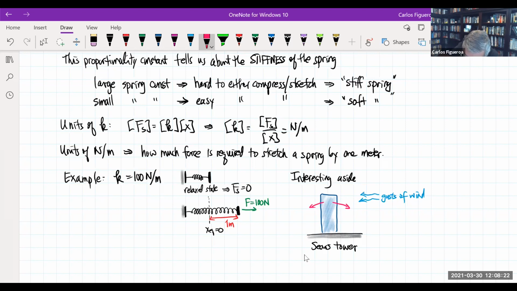And so in order to stop this rocking, down at the bottom, they have spring dampers. And man, it's a big deal. If I remember correctly, from what I read, the dampers on the Sears Tower have a spring constant of about 10 to the 9 newtons per meter. So check this out. That's a billion newtons in order to stretch this thing out 1 meter. That's a lot.